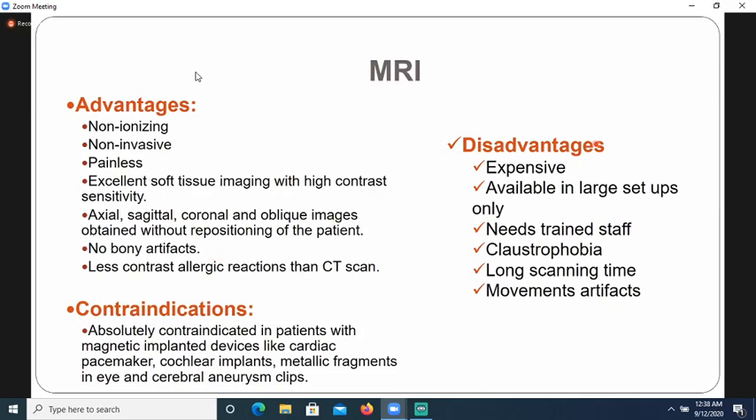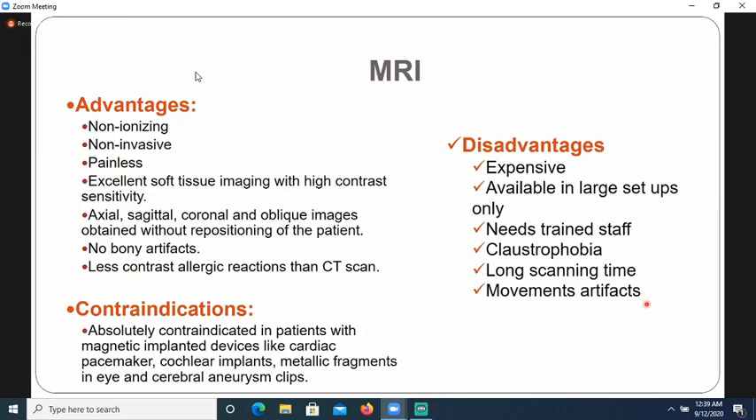Then the main disadvantage is that it is expensive. It is available in large setups only because it needs trained staff. If the patient is claustrophobic, they can avoid it, because in MRI the patient has to lie down inside a closed tunnel. There is a long scanning time. CT can be done within a minute, while MRI needs around 10 to 15 minutes for the brain. Because of the long scanning time, movement artifacts are produced in the scan.